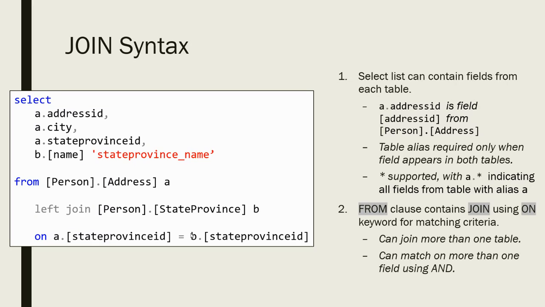And then the syntax in the from clause will also have an on keyword that tells SQL again which values to use. You can use more than one value to match. So you would have an on, right, A dot state province ID equals B dot state province ID, and then you would have an and keyword that gives another two fields across the tables that you would like to match on.